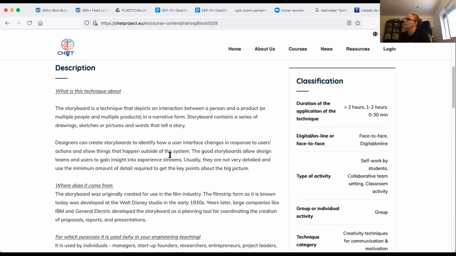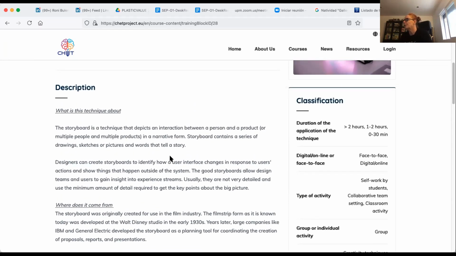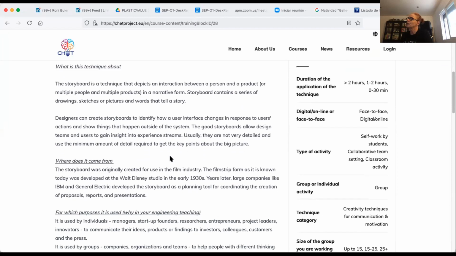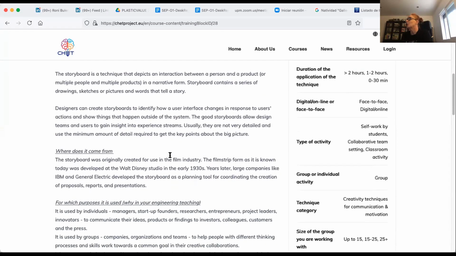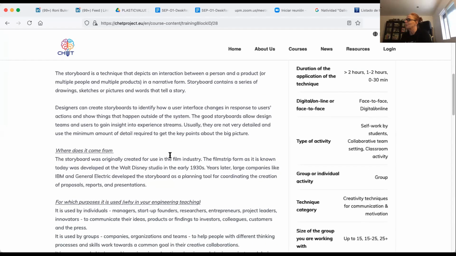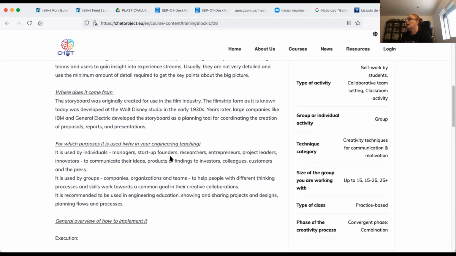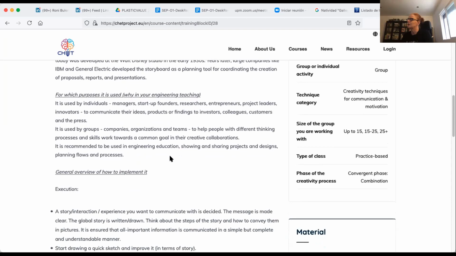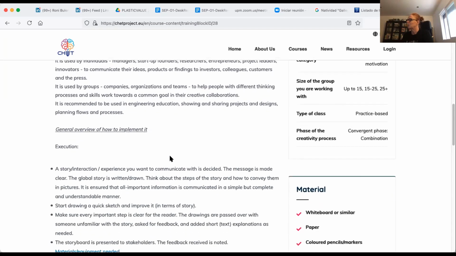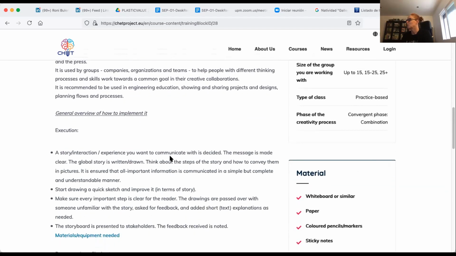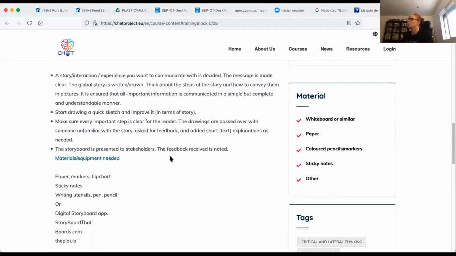Now, if you look into the techniques themselves, all follow the same structure. So we first say, what is this technique about? A short introduction. A short thing about the background, where does it come from? So a little bit of history for you. And then, why is it used? This particular purpose is focused on engineering teaching. So why can it be used in engineering teaching? And then how to implement it, which are steps, tricks and tips on how to do it, the materials you need.